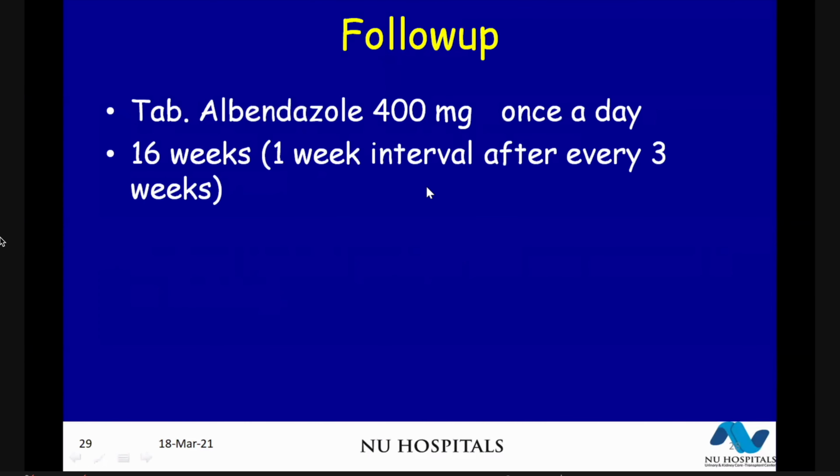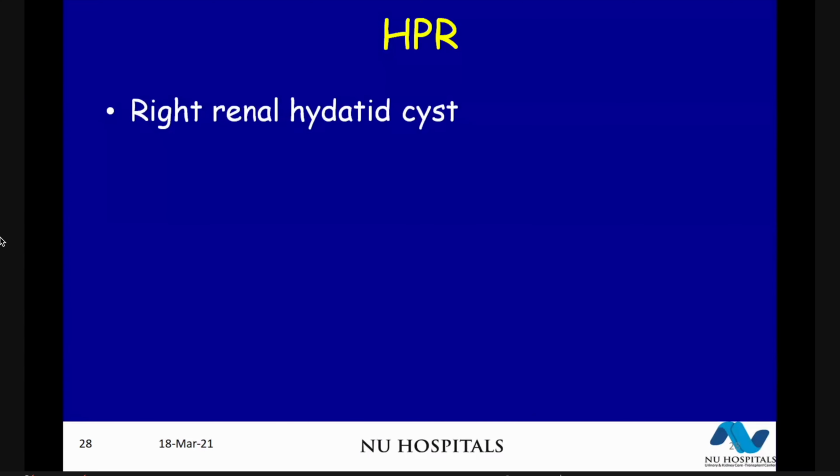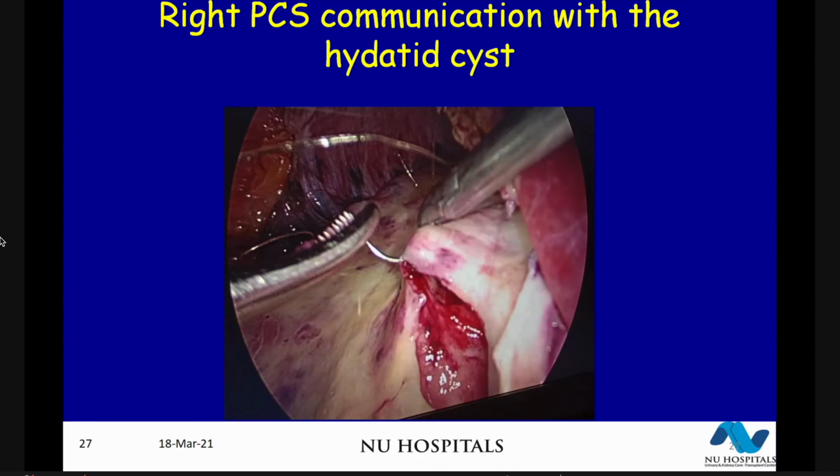Since we had done a closure, we prophylactically put in a stent, and after that we put an omentum into the cyst wall and a drain. The stent was placed from below only, sir, not antegradely. Subsequently, this patient's post-op period was uneventful. He was discharged after 2 weeks. The stent was removed. He's doing well, sir.